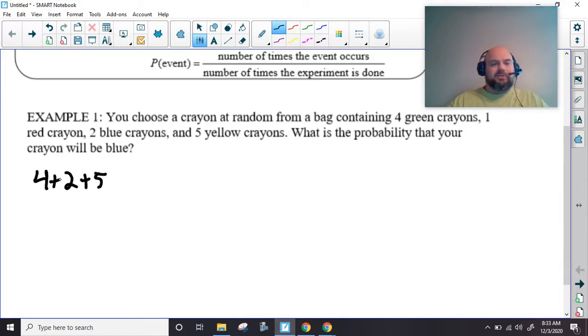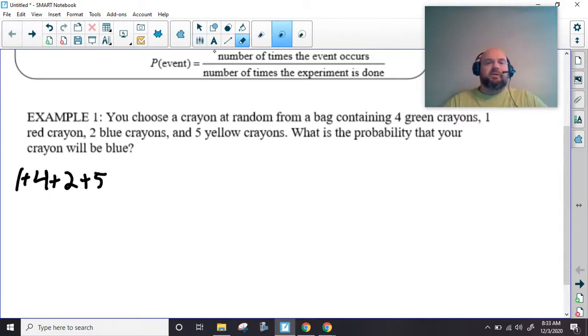Oh, I forgot that there was one in there. So let's see, we got 4 and 1. 4 plus 1 plus 2 plus 5. All right, we get 12. That's what we have, 12.